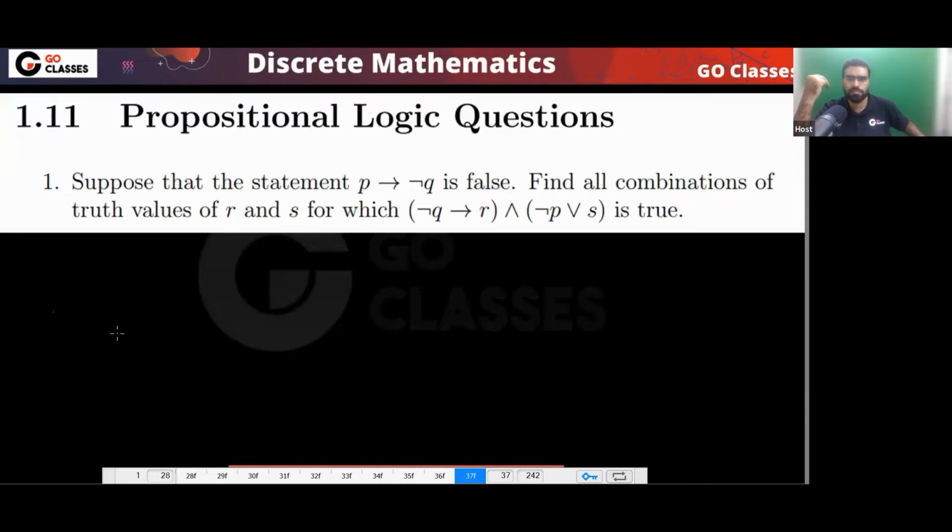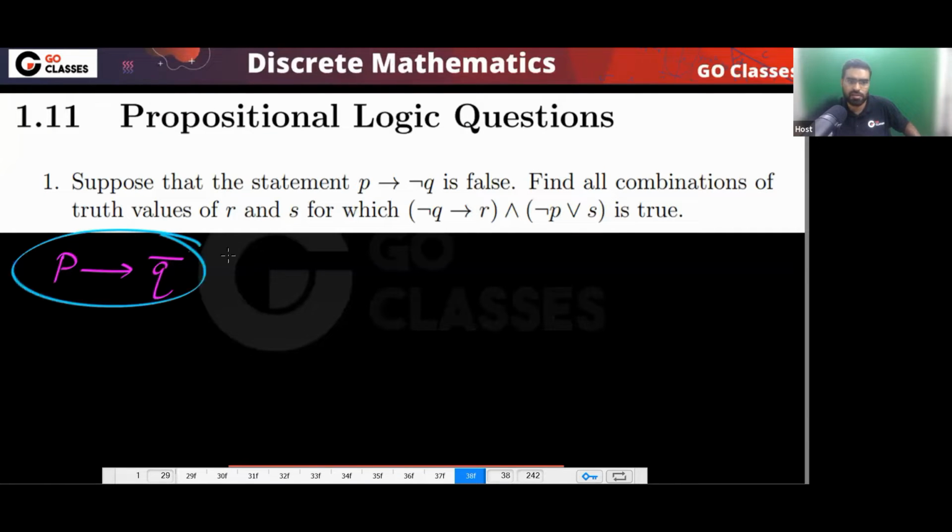Let's solve this question. This is another standard question, very simple. Suppose that this statement is false. Find all the combinations of truth values of r, s for which this statement will be true. So the question is saying that this statement is false.